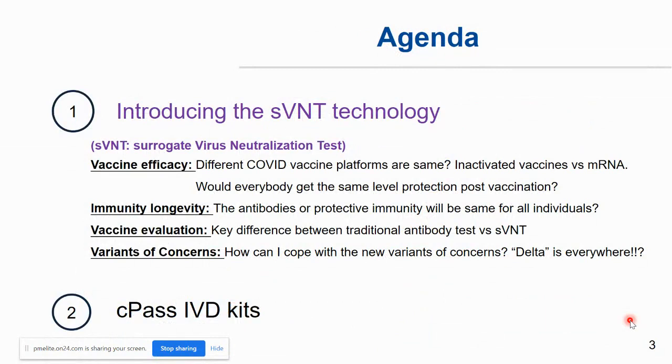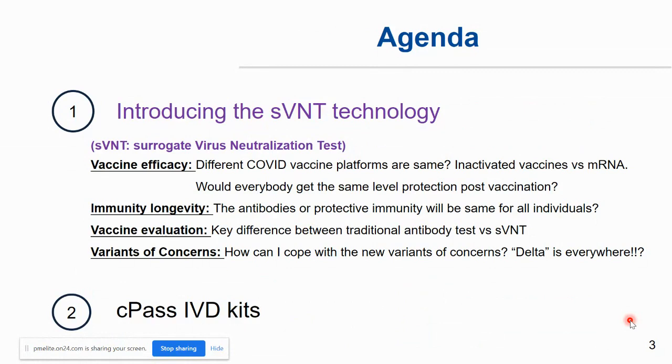I'll try to extensively introduce the SVNT technology. SVNT stands for the surrogate virus neutralization test. I often get people's questions from various backgrounds. Now that we are in the vaccine era, everybody will ask, what is the vaccine efficacy? Do different vaccine platforms offer the same efficacy, especially the popular ones from China and the ones from the US, the inactivated vaccines versus the mRNA vaccines? Does everybody get the same level of protection post-vaccination? In terms of immunity longevity, will the antibodies or protective immunity be the same for all invaders?